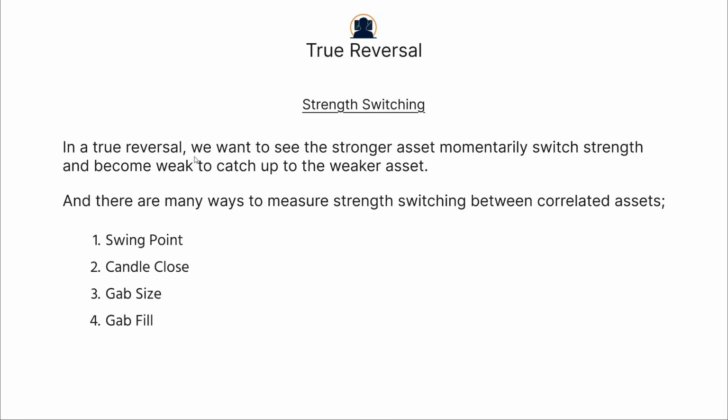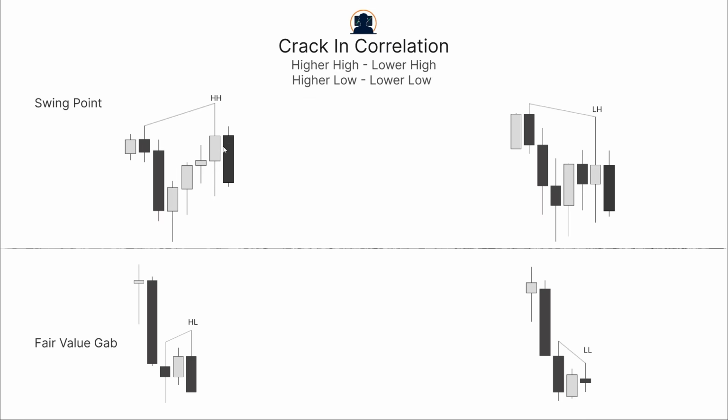And in a true reversal, we want to see the stronger asset momentarily switch strength and become weak to catch up to the weaker asset, right? This is what I'm talking about. If you see here, this asset that manipulated is a stronger asset. That means it will have a wider range to cover in order to reach the draw on liquidity as compared to the asset that reversed without manipulating the high, right? So you'll see that the distance from this current price level to the draw on liquidity is not as wide as it is on the asset that manipulated.